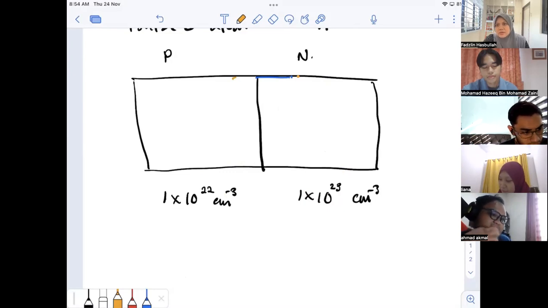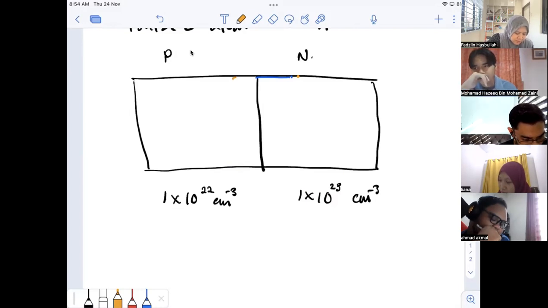N is bigger than P. Then because of N, more electrons move to the P when diffused. Then the N part region will reduce more than the P region.